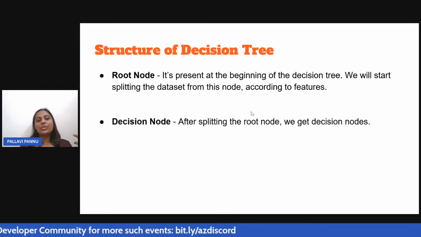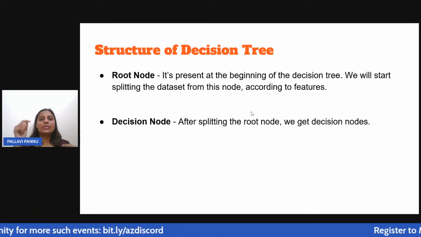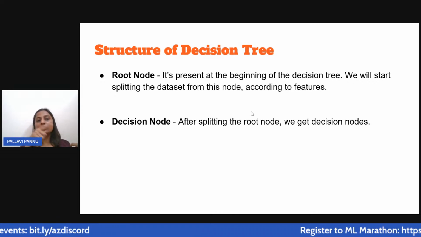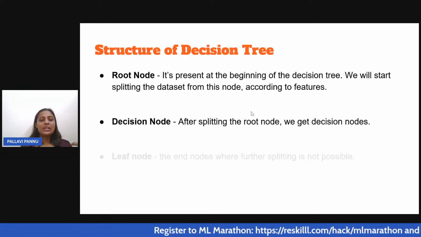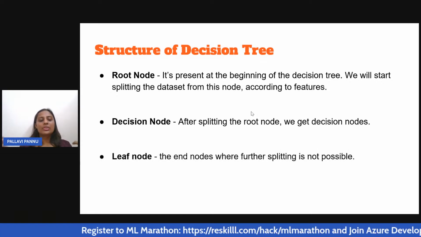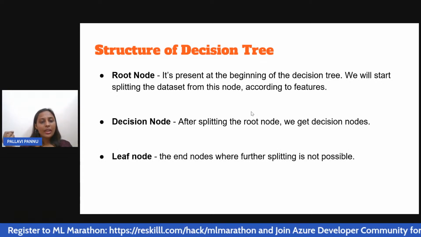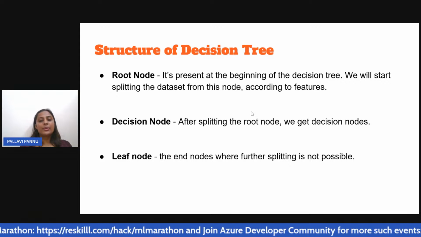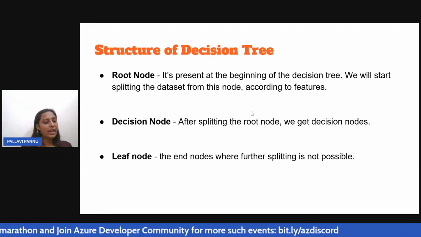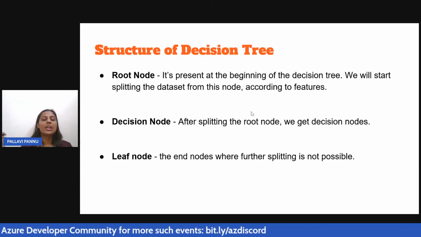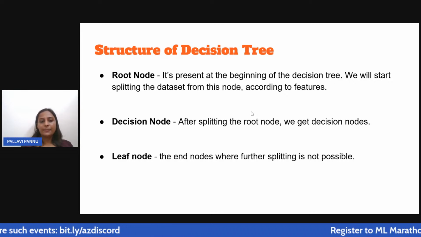Next is the decision node. After splitting the root node, for example, there's a single root node and you split it, and you will get the decision nodes. Next are the leaf nodes. Leaf nodes are the end nodes where further splitting is not possible. So yes, Pooja commented right. We have root nodes, decision nodes and leaf nodes.